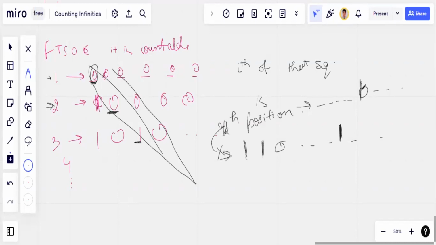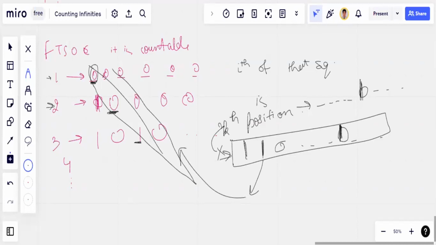Similarly, if there was a 1 here, there should be 0, which means that this particular sequence is not there in your counting, right? It cannot come at any place, which means that this 0 1 sequence is uncountable because we found a contradiction. So is it clear?